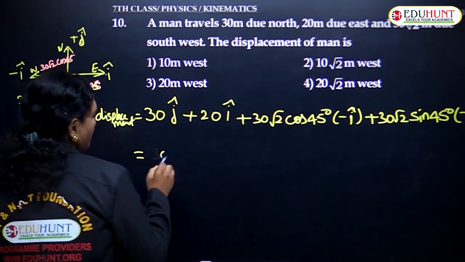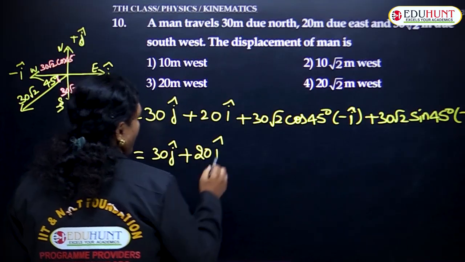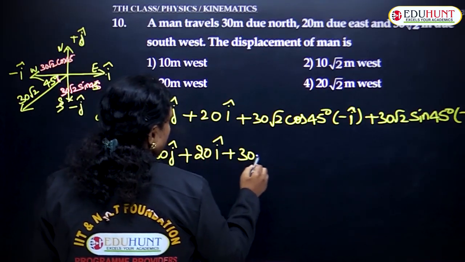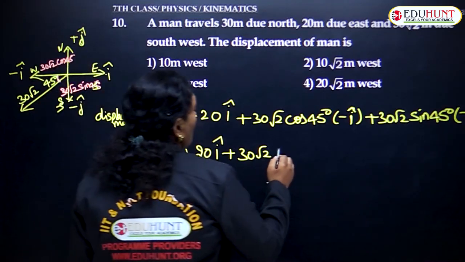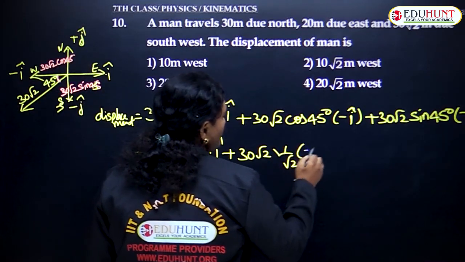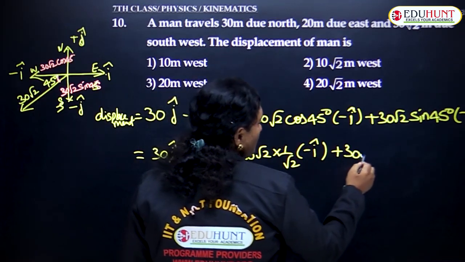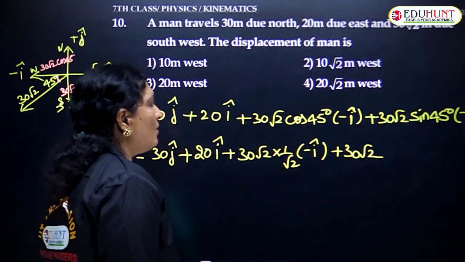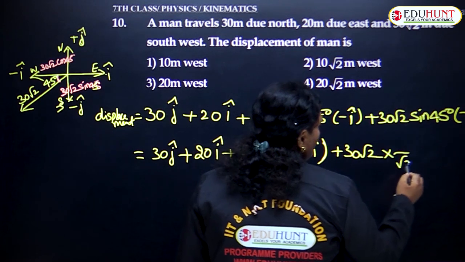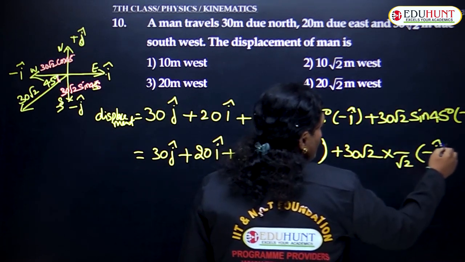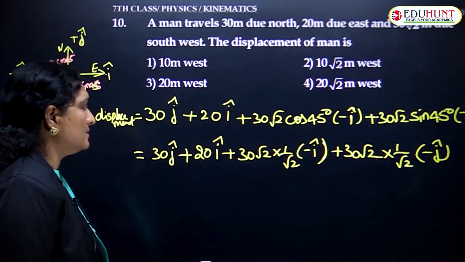So this is nothing but simplification. 30 j cap plus 20 I cap plus 30 root 2 cos 45, which can be written as 1 by root 2 into minus I cap, plus 30 root 2 sin 45, which is again 1 by root 2, into minus j cap. Okay, children, so this is what was the given data.